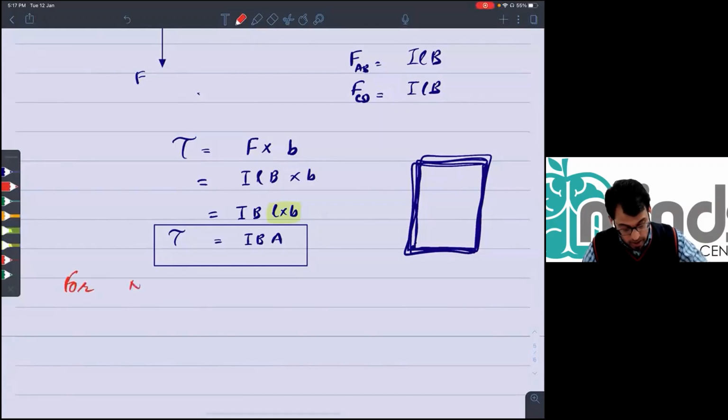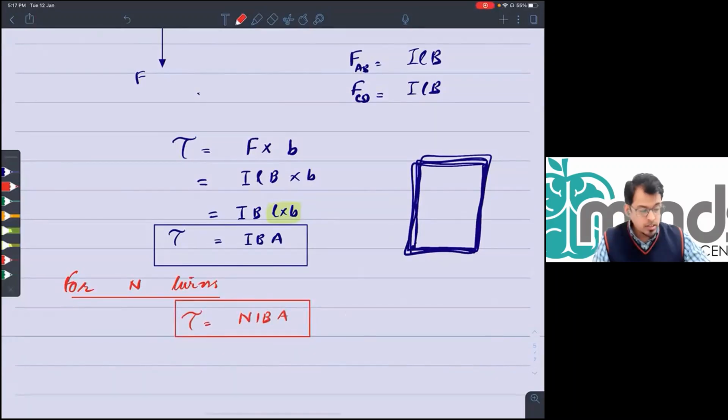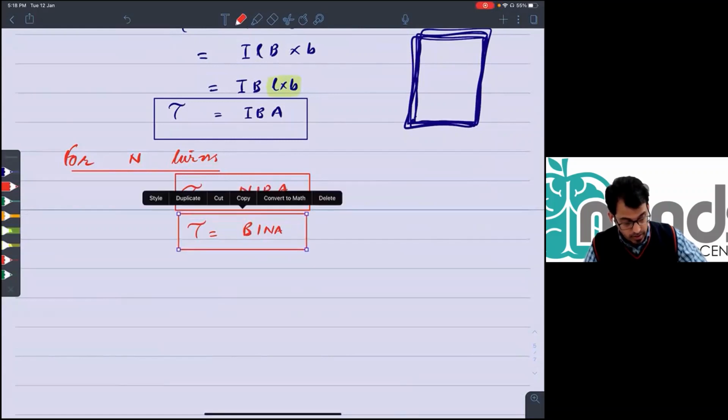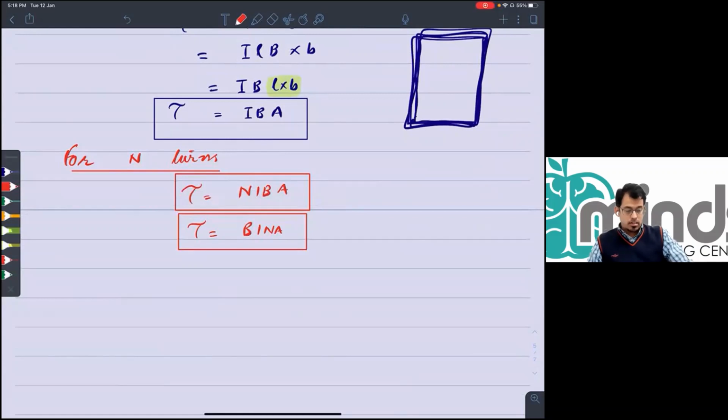So we can say for n turns, formula will become NIBA. Usually in books, it is arranged like this. I don't know about other countries, but in Pakistan, we usually have this name. So quite possible, the author is Pakistani and he arranged the symbols in this form so that the student can remember this equation, that this is actually BINA. So torque is given by BINA.